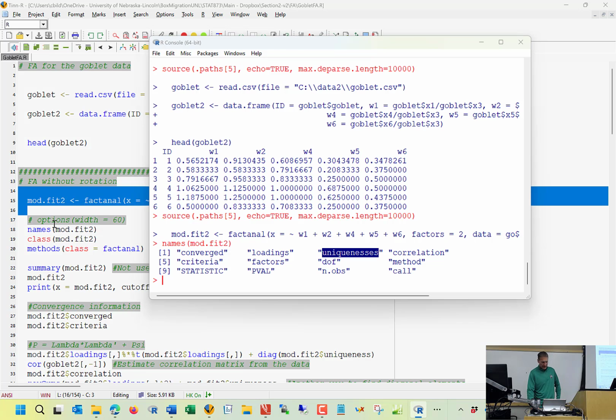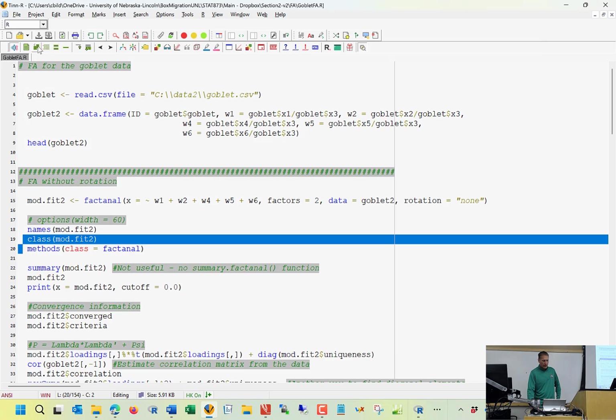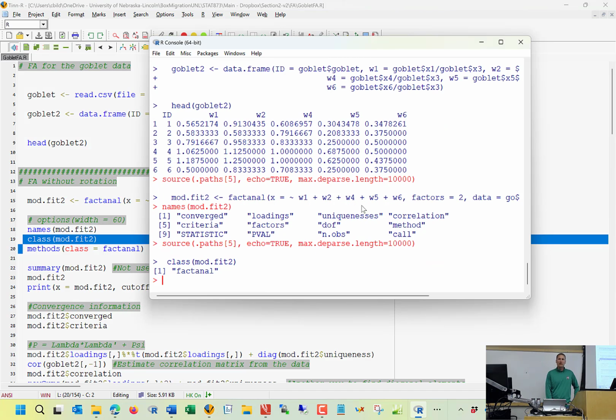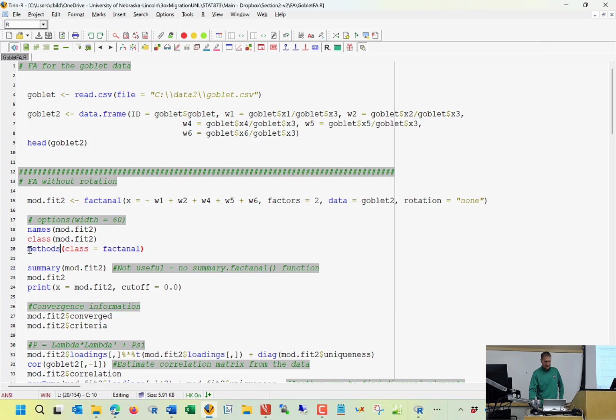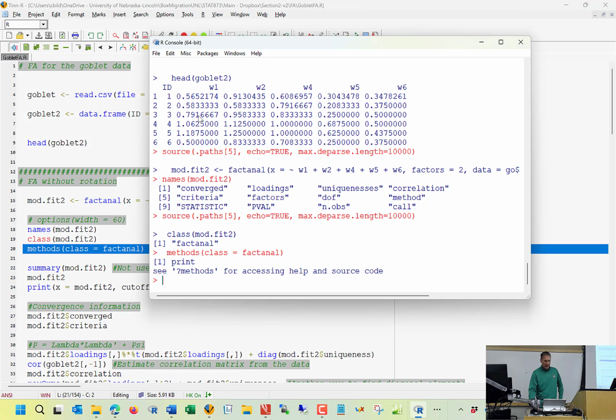Correlation as well. We can also use the class function to see what the class of this object is. The authors decided to call it exactly the same name as the function itself, factanal. With that, I can say methods with class equal to factanal, and I can see all the corresponding method functions. When we did principal component analysis, we had more method functions. Here we only have one, print. We'll look at that shortly.